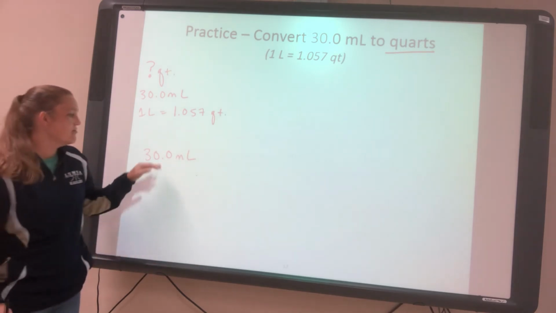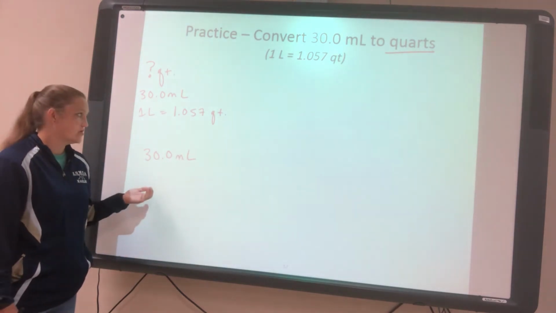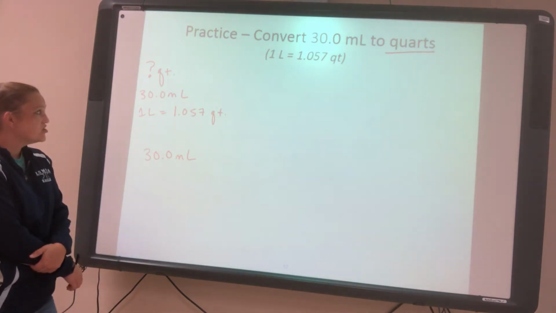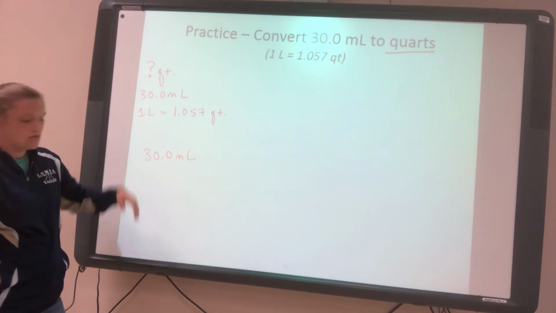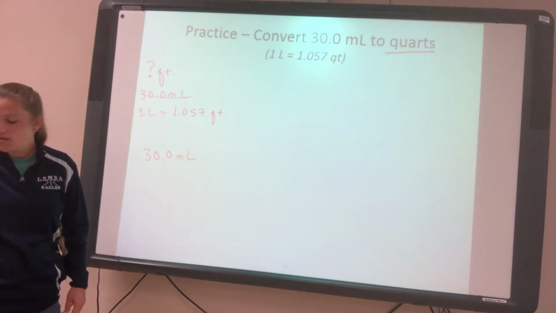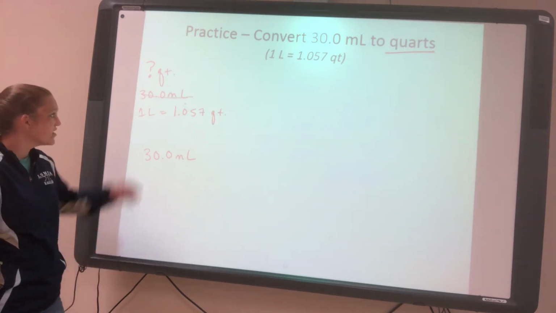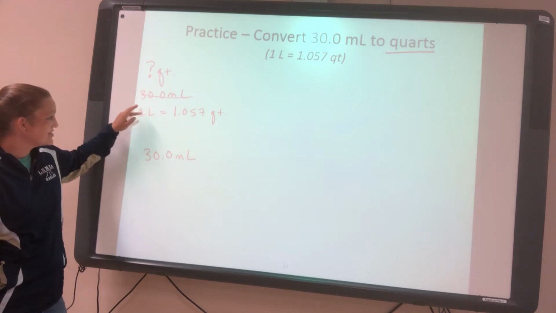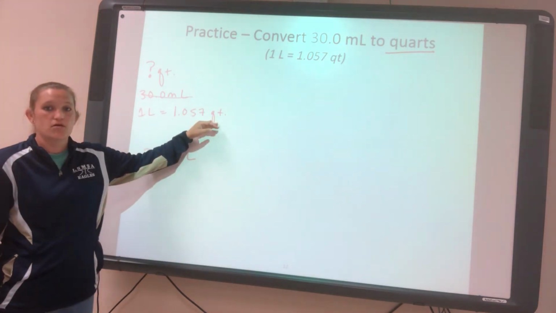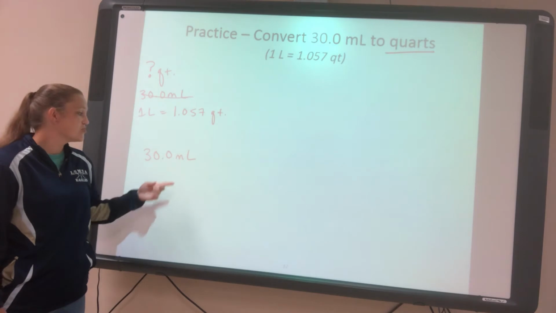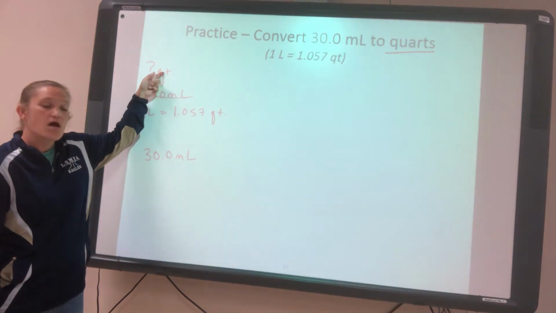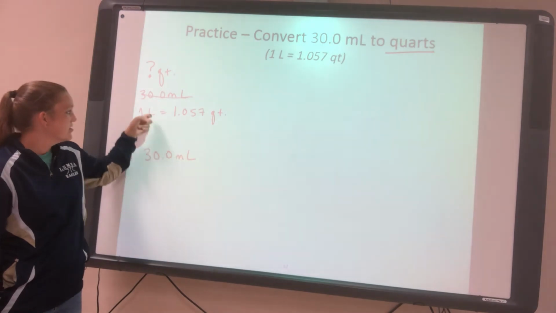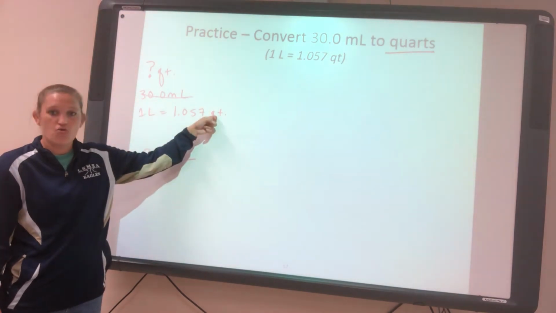So we have 30 mils. I'm trying to get to quarts. So then I ask myself, is there anything that relates milliliters to quarts? I've already used this one. The only other thing I have is this, which has liters in quarts. So what this tells me is I can't go directly from milliliters straight to quarts. I'm going to have to go from milliliters, then to liters, then I can go to quarts.